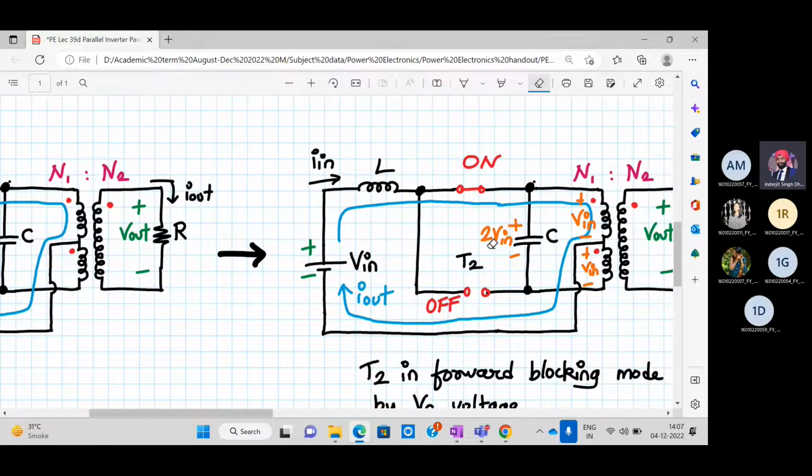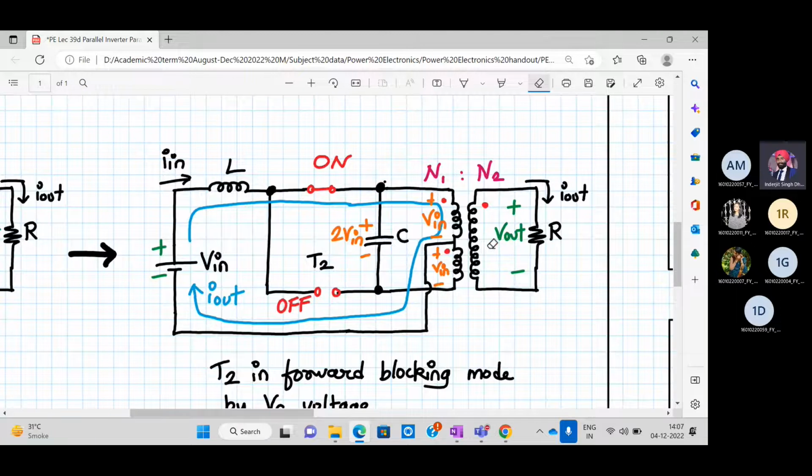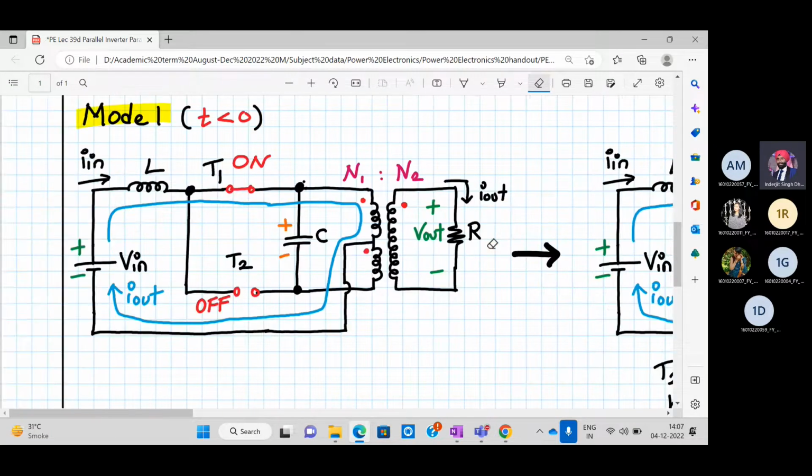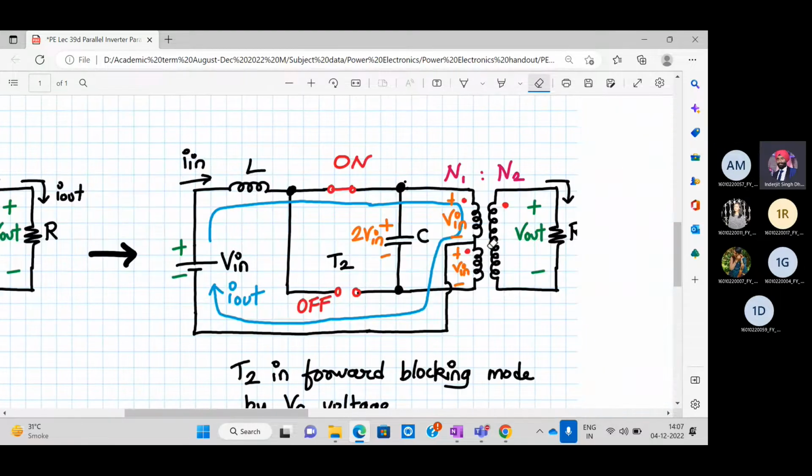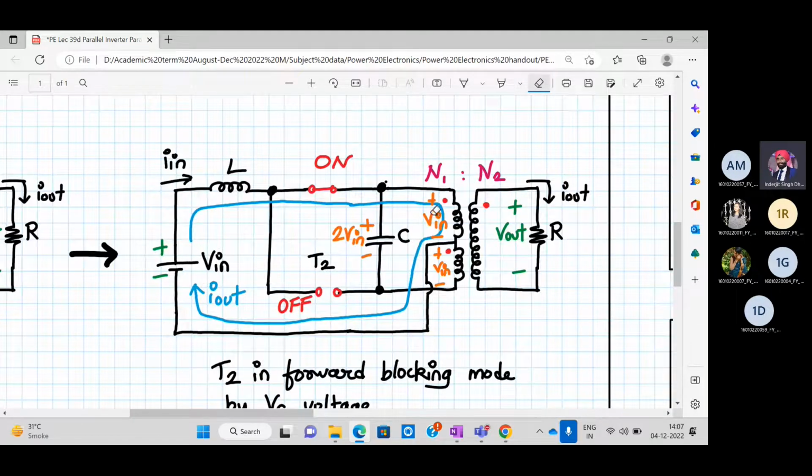Is this clear? Due to this, what happens is, listen carefully. This V in voltage appears across the upper half of the primary winding, and due to mutual induction, an EMF is induced in the lower half also. So in the upper half we have V in, and in the lower half we also have V in. As you can see, the capacitor is connected in parallel with the primary winding. The capacitor voltage can now charge up to 2 V in.